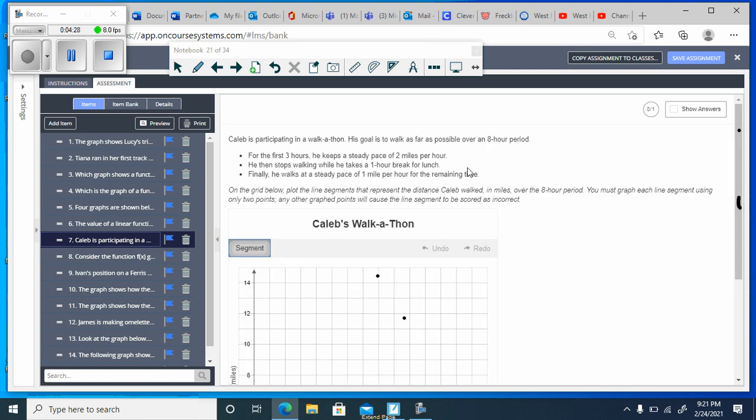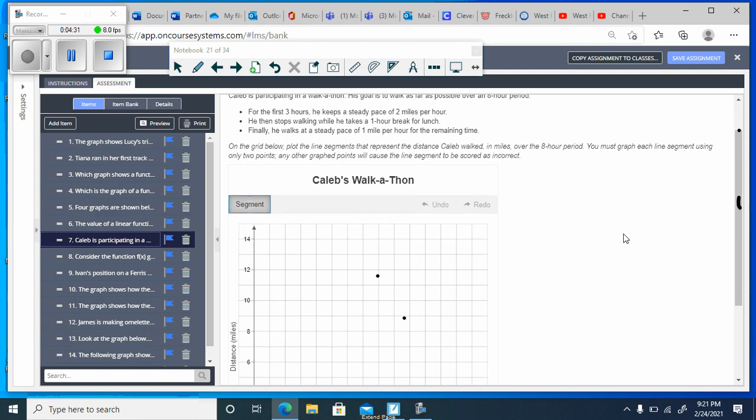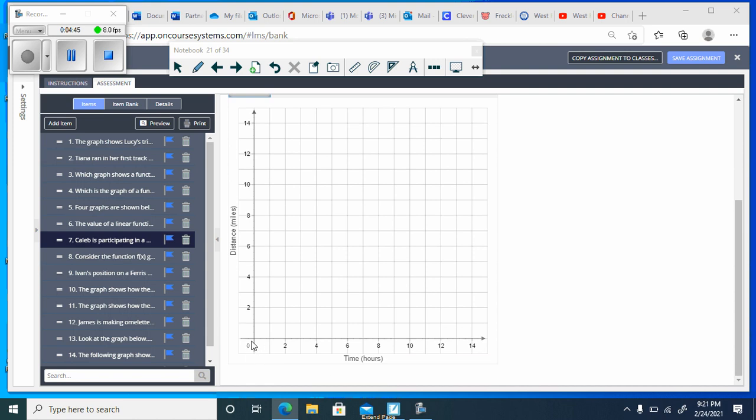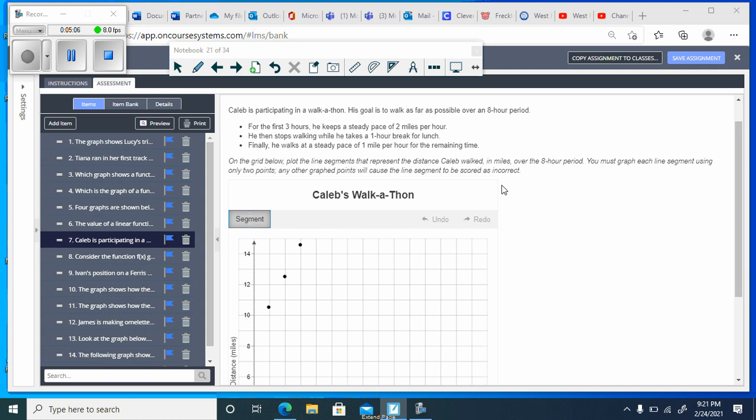Caleb is participating in a walkathon. His goal is to walk as far as possible over 8 hours. For the first 3 hours, he keeps a steady pace of 2 miles per hour. So let's try that. Over the first hour, he goes 2 miles. Over the second hour, he goes another 2 miles. The third hour, he's going another 2 miles. Okay. Then let's see what he's got after that.